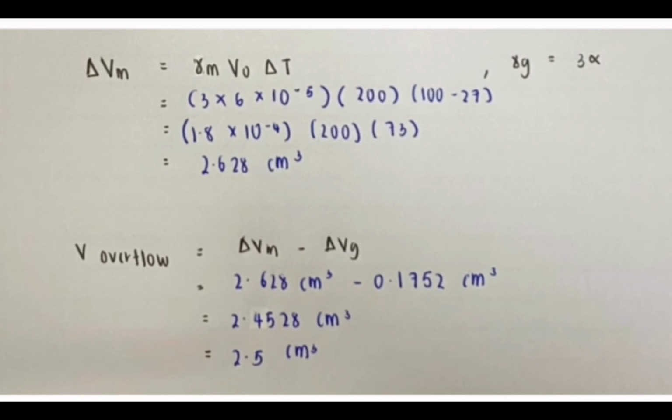Next, we use delta Vm equal to coefficient of volume expansion of mercury times V naught times delta T. Then we substitute the value and we get 2.628 cm cube. After that, we calculate the V overflow equal to delta Vm minus delta Vg, and we substitute the values of delta Vm and delta Vg, and we get the V overflow is 2.5 cm cube.